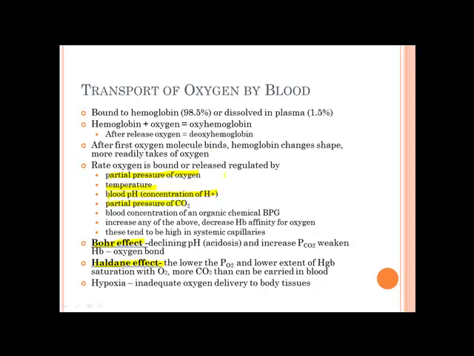So if there's less oxygen, that means the hemoglobin will want it less. So if we have increased CO2 and a declining pH, or we're getting acidic, that's bad, because we're not going to be able to carry oxygen efficiently to our tissues. With the Haldane effect, it says lower partial pressure of oxygen and lower extent of hemoglobin saturation with oxygen means that we can carry more CO2 in the blood.